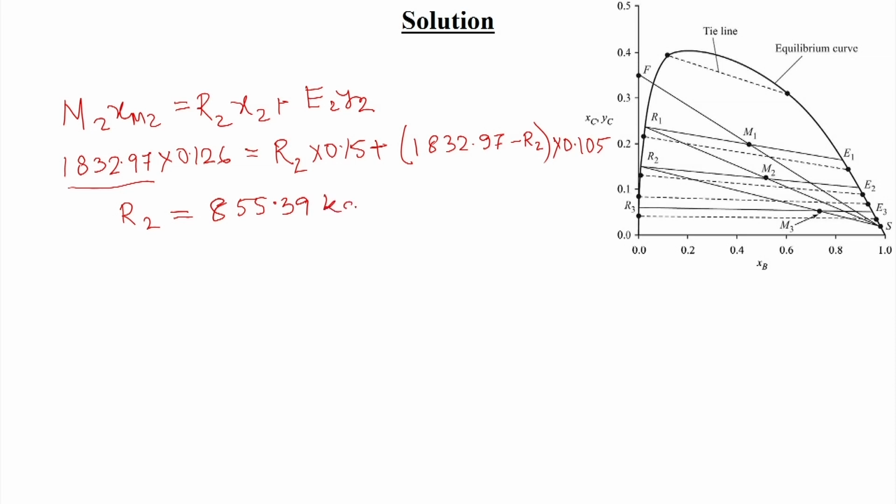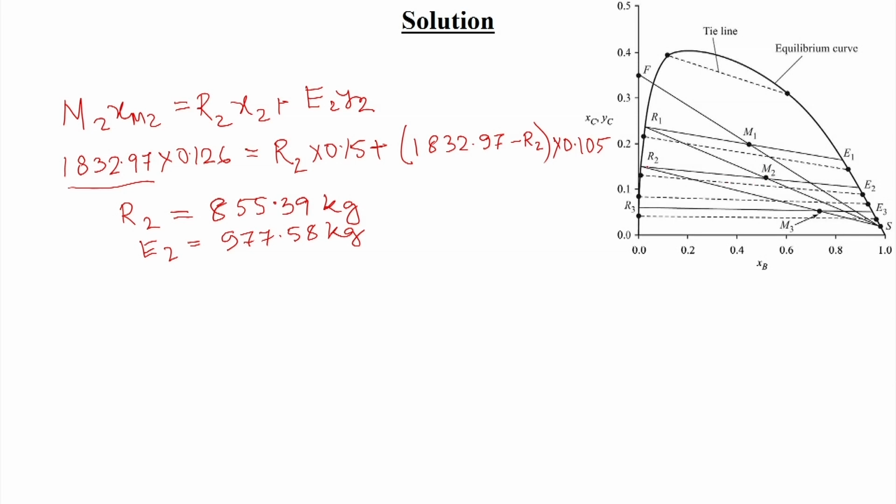Then E2 is the total 1832.97 minus 855.39, which comes out as 977.58 kg.